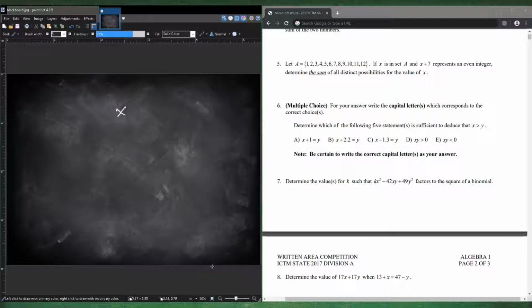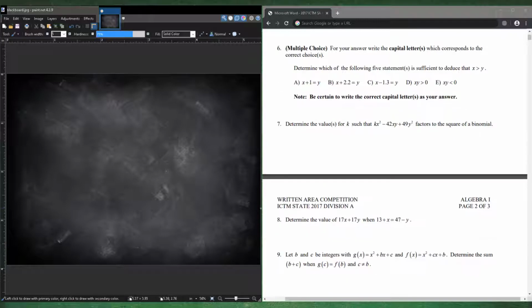And it's the same thing with E, where x times y is less than 0, right? Let's just say x is now negative 2 and y is equal to 1, right? So y is definitely greater than x, but we want x greater than y. But this multiplies to negative 2, which is less than 0. So while the equation is true, what we want is not true. So D and E don't work. So the answer for 6 is C.